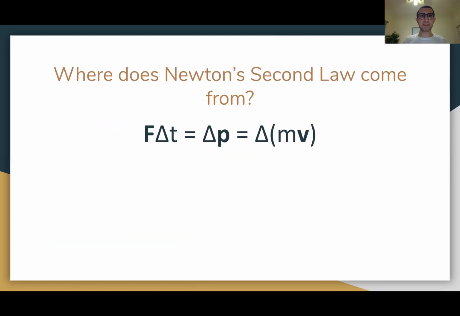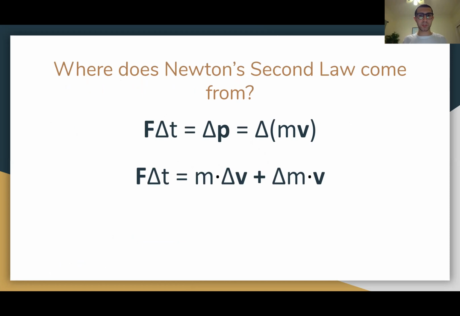So let's change gears a little bit, and we are going to find out where Newton's second law comes from. I think this is pretty interesting, and hopefully you guys will too. We have the impulse momentum theorem, which states that the impulse is equal to the change in momentum. And we know that the momentum is just the mass times the velocity. So if we do that out, this second line, for those of you in calculus, you may recognize that that is the product rule. For those of you not in calculus, don't worry about it. Just take it at face value.